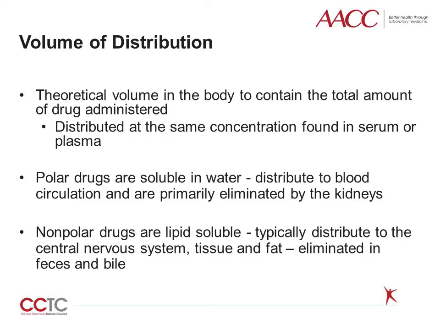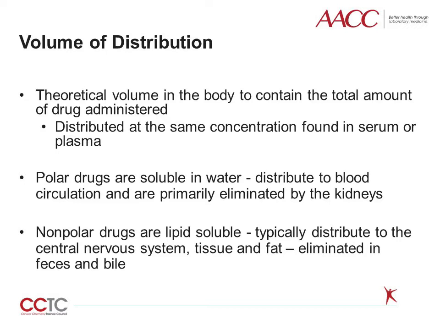Another term in pharmacokinetics is volume of distribution, which relates the amount of drug in the body to the concentration of drug in blood. Volume of distribution is a theoretical volume into which the total amount of drug administered is distributed at the same concentration found in serum or plasma.